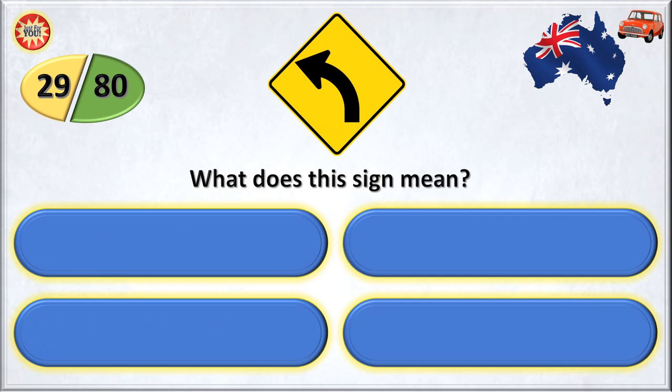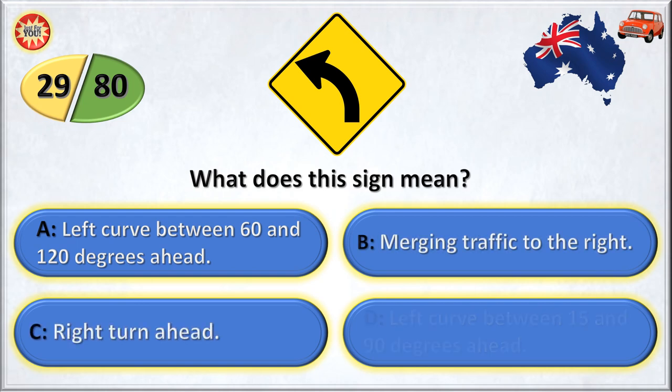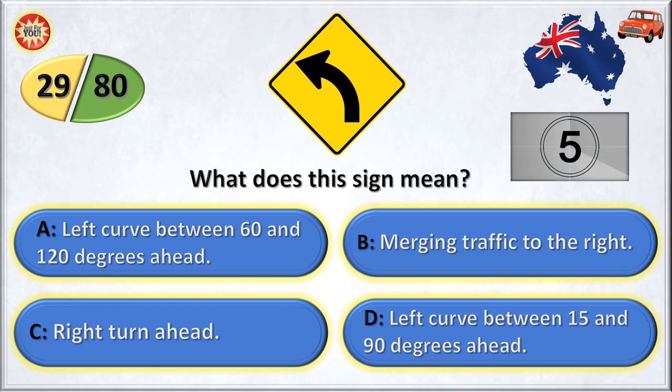What does this sign mean? Left curve between 60 and 120 degrees ahead. Merging traffic to the right. Right turn ahead. Left curve between 15 and 90 degrees ahead. Left curve between 15 and 90 degrees ahead.